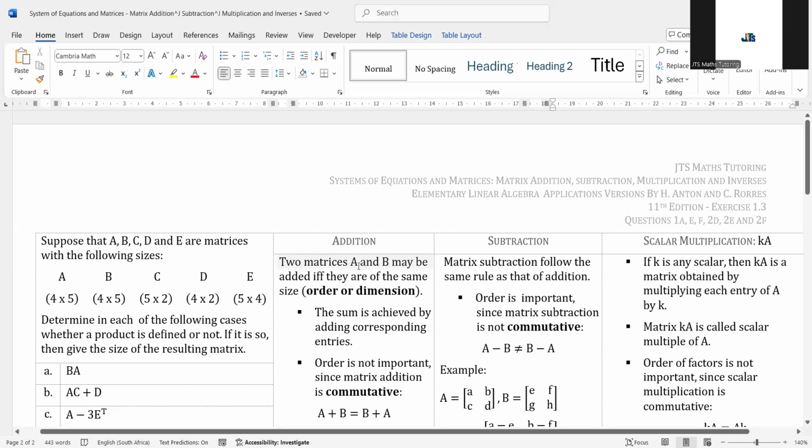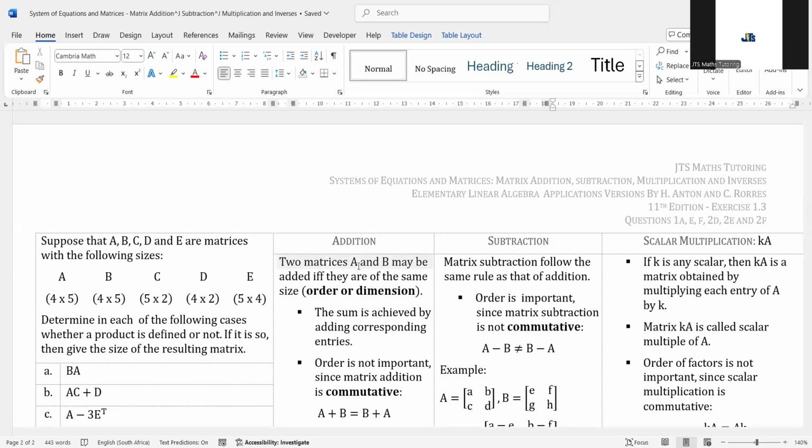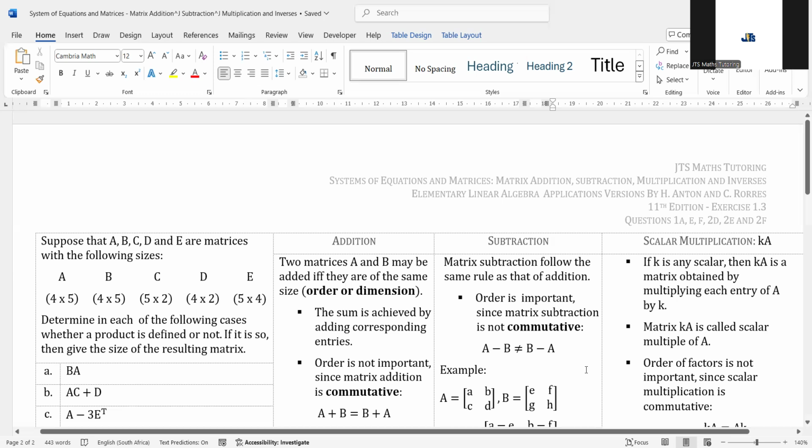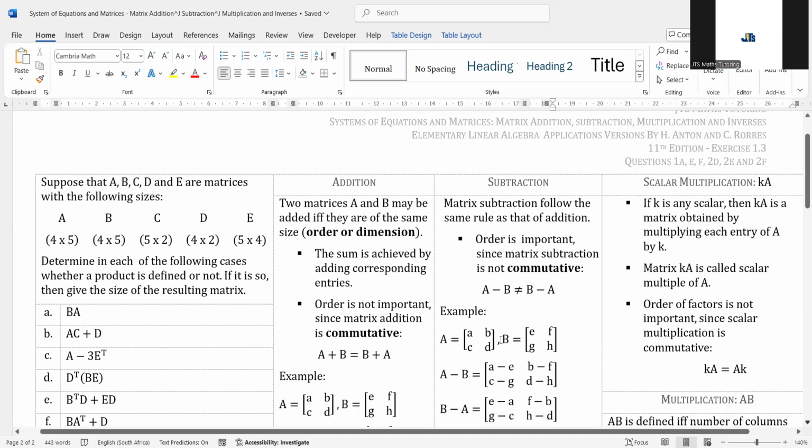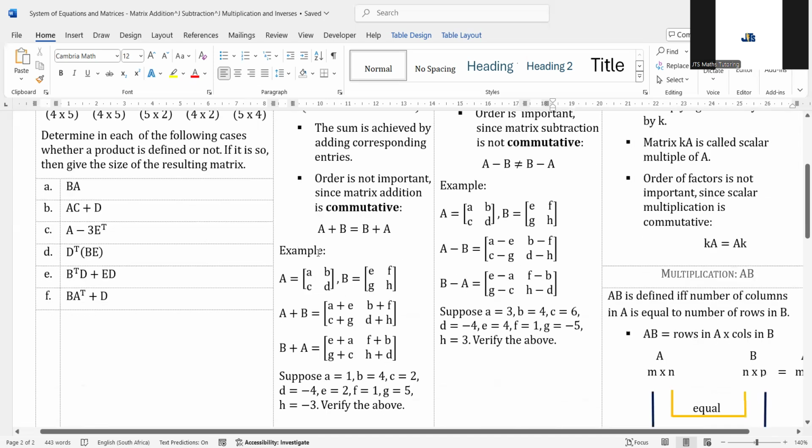How do you add two matrices? Two matrices A and B can only be added together if they are of the same size, or the same order, or the same dimension. How is this achieved? By adding corresponding entries. And take note that order is not important since matrix addition is what? Commutative. That means A plus B is going to be equal to B plus A.